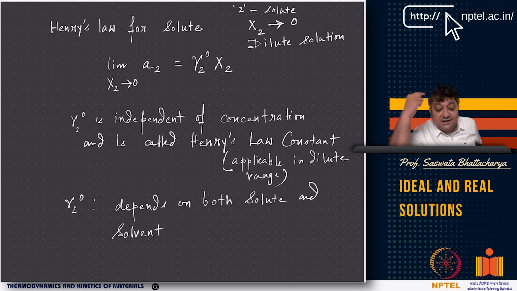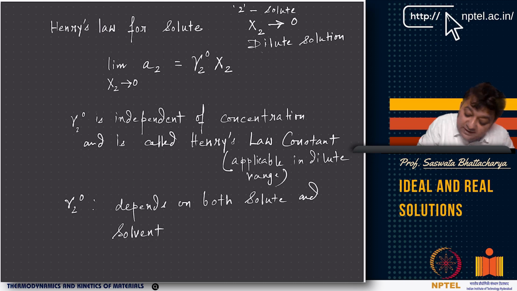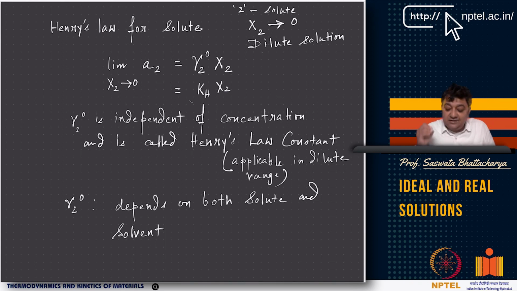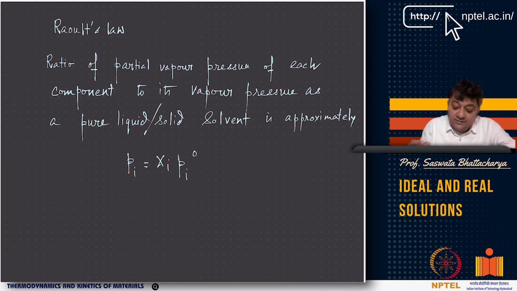Now, in such a case, A2 can be written as gamma 2 0 times x2, or sometimes it is also called KH x2, where this is the Henry's law coefficient, and gamma 2 0 is independent of concentration. Gamma 2 0 is independent of concentration and is called the Henry's law constant. However, gamma 2 0 depends on both the solute and the solvent. Okay, so Raoult's law can also be written this way.